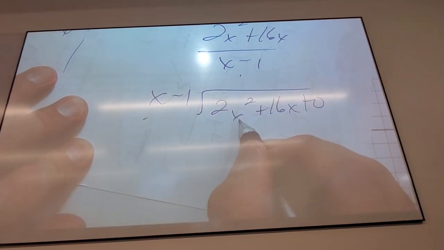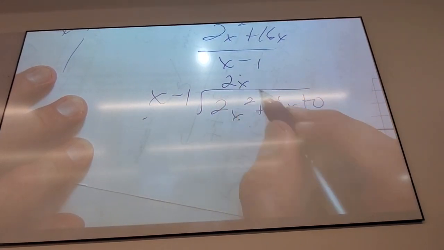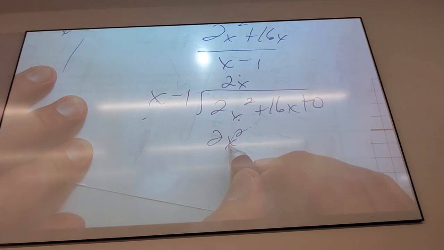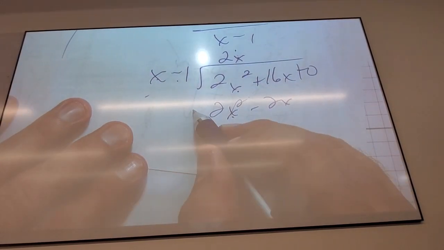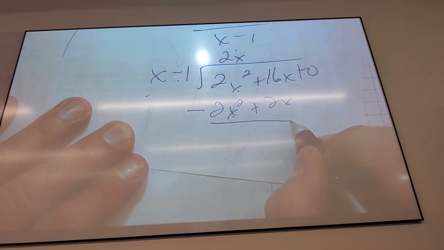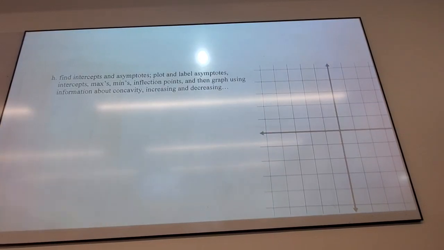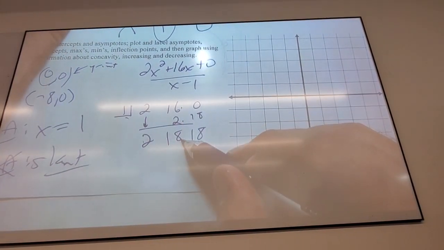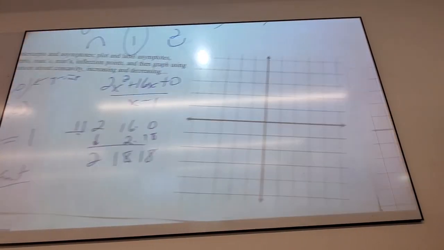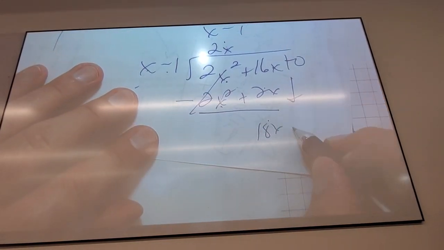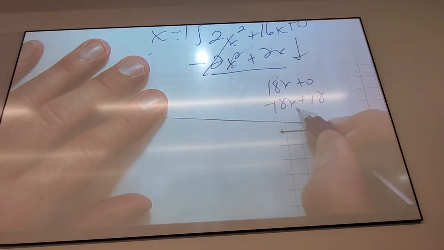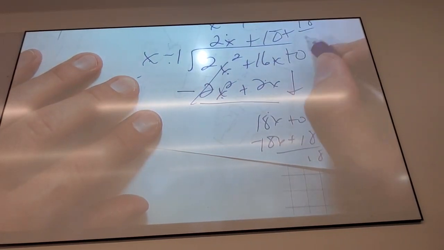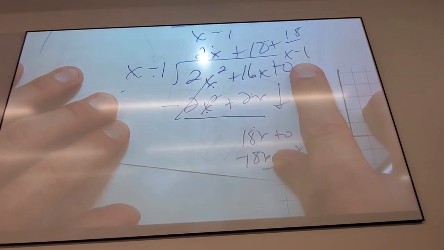So x times what is 2x squared? 2x times x is 2x squared. 2x times negative 1 is negative 2x. And then what do you always do when you long divide? Subtract. So change the signs. 16 to 18. Synthetic, more efficient. Bring down the 0. 18x minus 18, change the signs, I get 18, so I get a remainder of 18 over x minus 1.